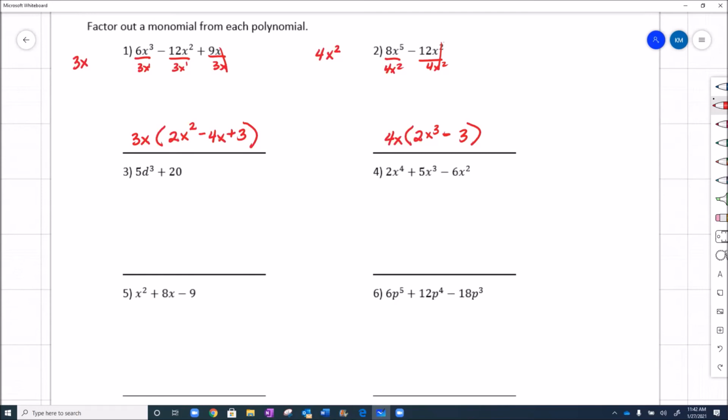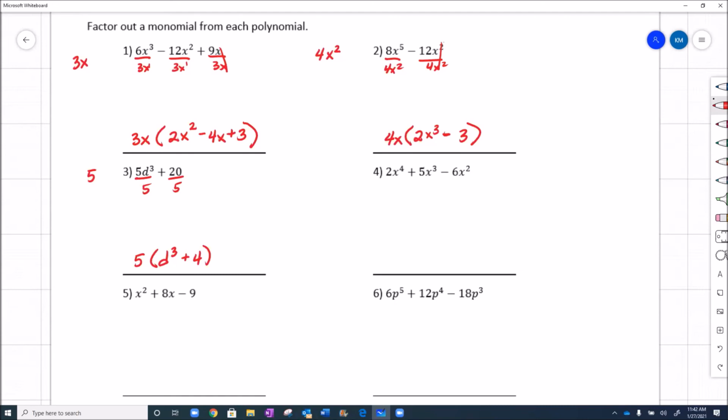Okay. Here we have 5d cubed plus 20. 5 goes into both of these. Okay, 5, my GCF. And so I have d cubed plus 4. Notice that we didn't really look at d because there's no variable in the second one. Can't take d out of 5d cubed if there's no d in 20.